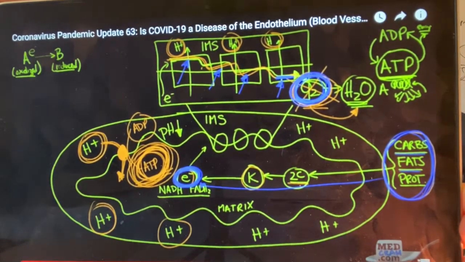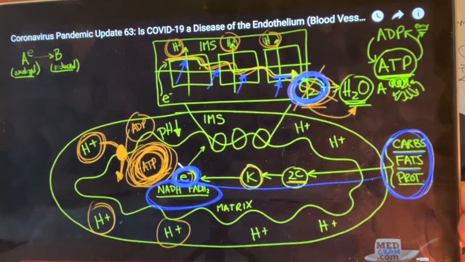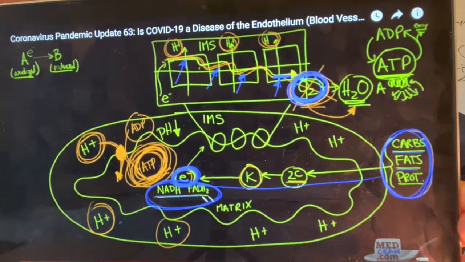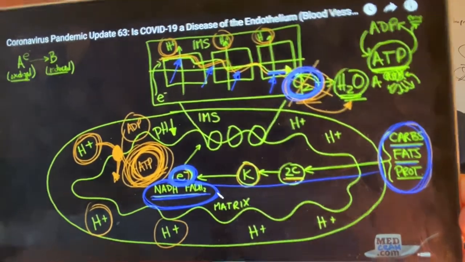Fortunately, these electrons are kept in the form of NADH and FADH2, which is fairly tightly regulated. But sometimes if there's too much NADH or FADH2, that can go awry. And let's stop there.